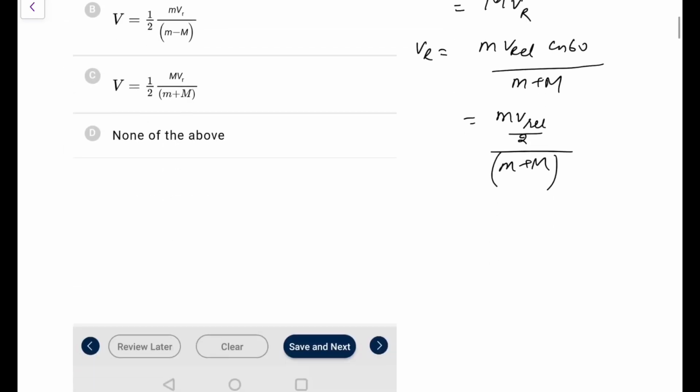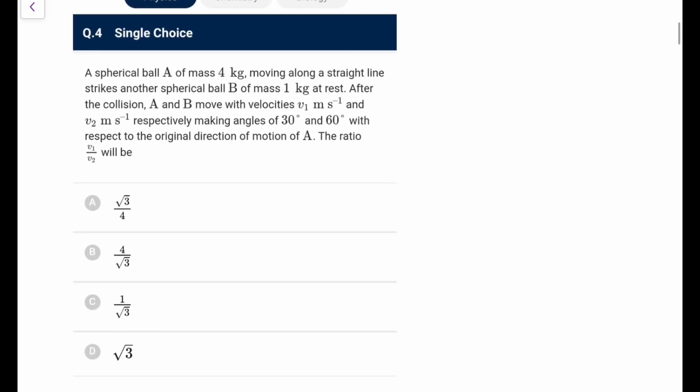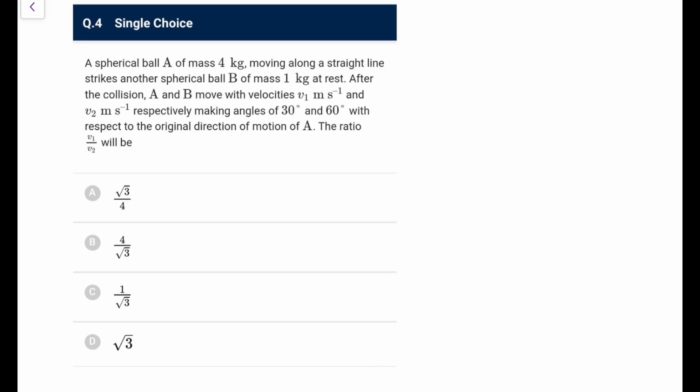Go for option A. Next: a spherical ball of mass 4 kg moving in a straight line strikes another spherical ball of 1 kg at rest. After collision, both move with velocities v1, v2 making angles 30 and 60 with respect to the original direction of motion of A. The ratio v1 by v2 will be. Okay. So let's say the 4 kg one was coming like this with a velocity u, and this 1 kg was at rest.